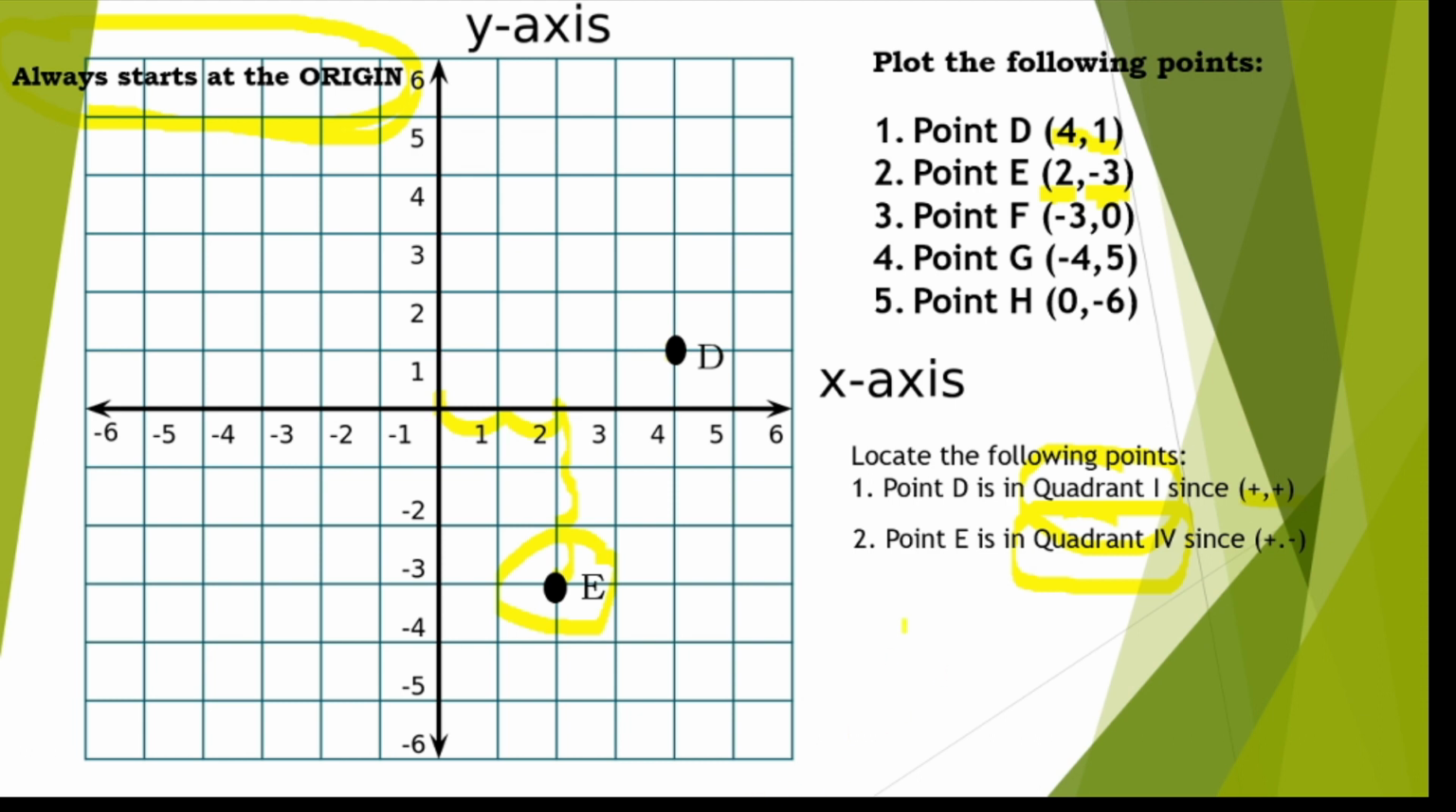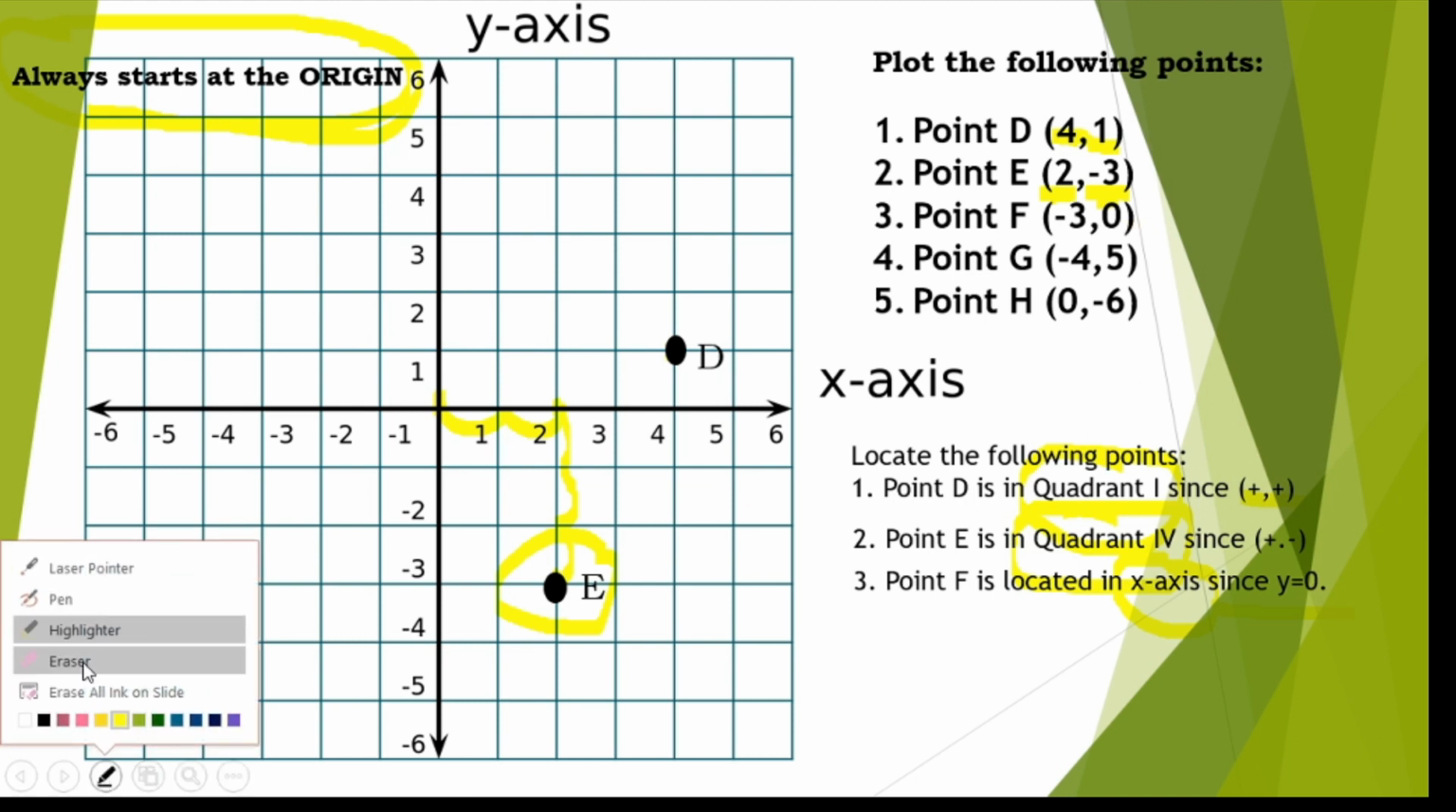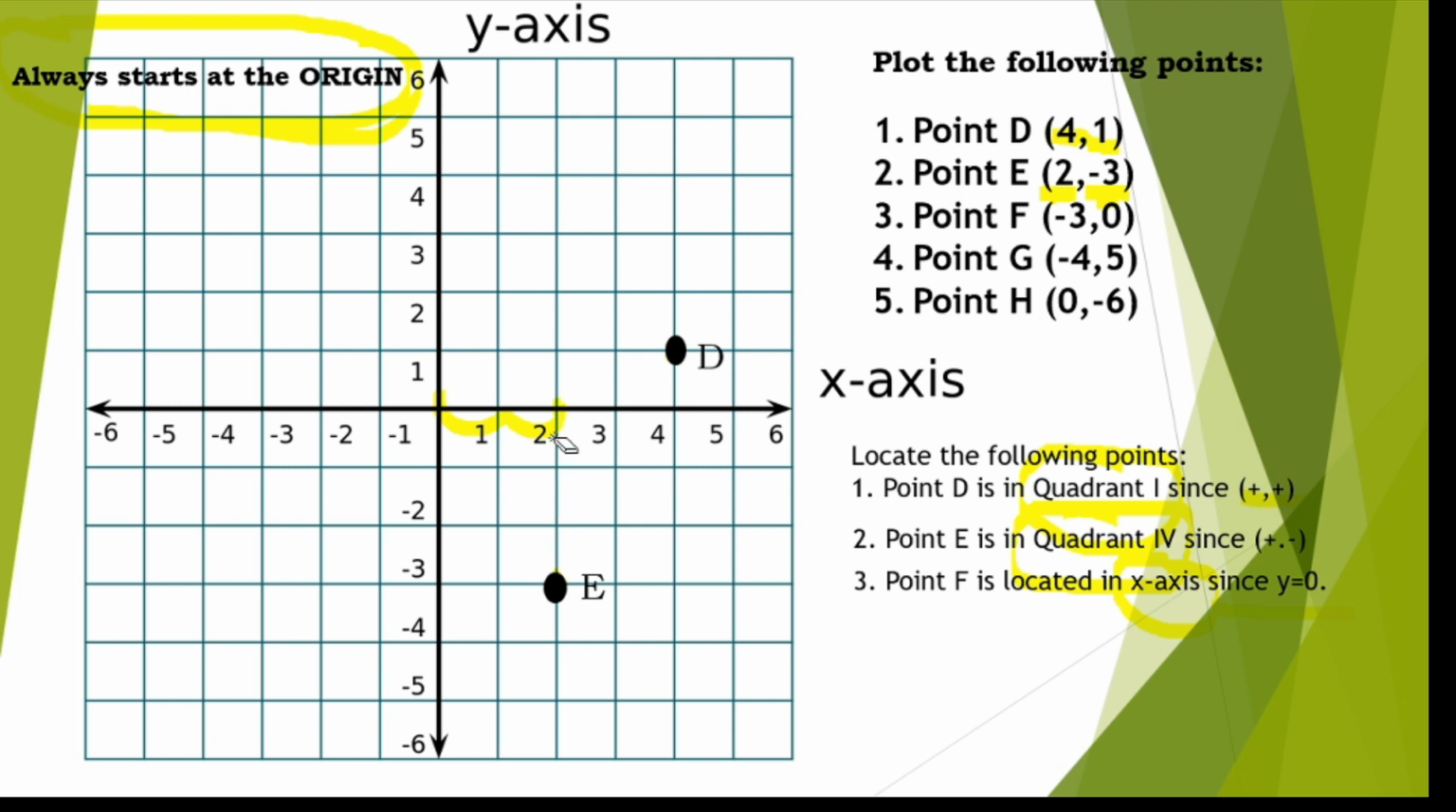Alright. Next, number 3, point F. Where can we locate point F? Point F is located in the x-axis. Why? Since the value of y is equal to 0. So, let us start to plot the given point.